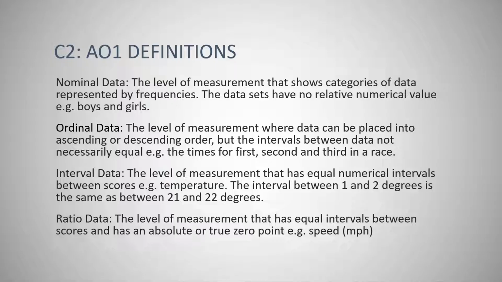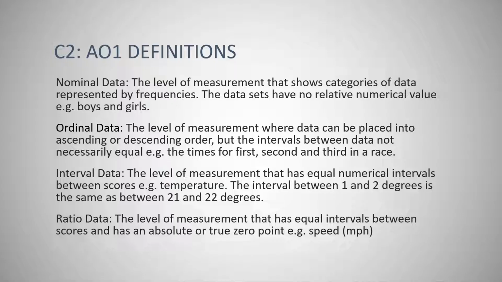Ratio data is the level of measurement that has equal intervals between scores and has an absolute or true 0 point, so speed, miles per hour. Obviously, you cannot have negative speed unless you tamper with some unknown quantum physics. At the same time, if you're looking at temperature scales such as Kelvin, then you can't have minus Kelvin. 0 is absolute 0. If you're measuring height, for example, you cannot have negative centimeters. It stops at 0 centimeters.